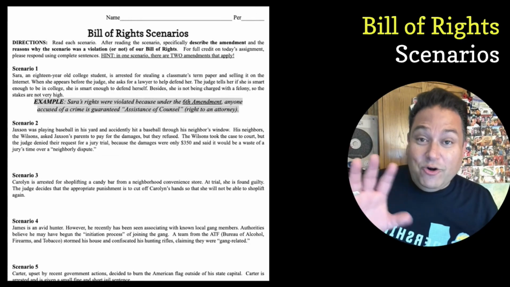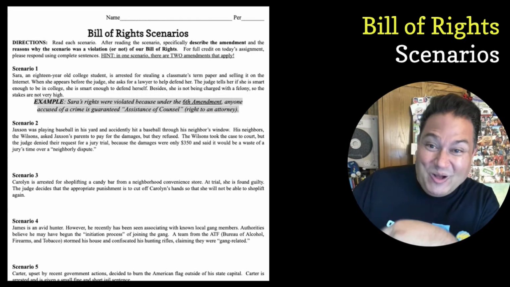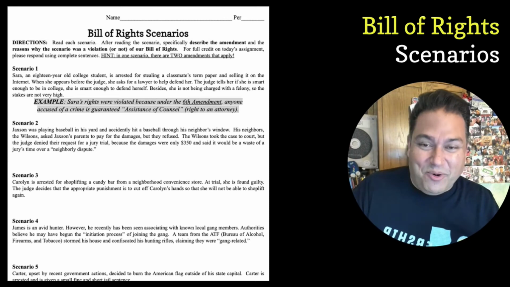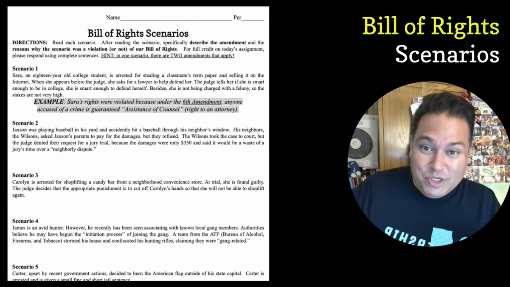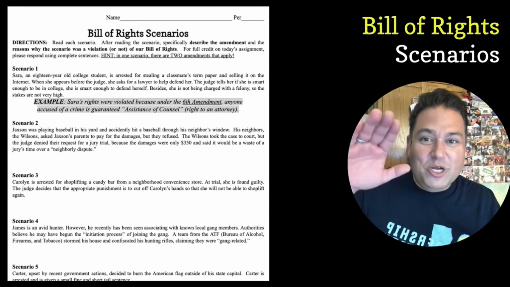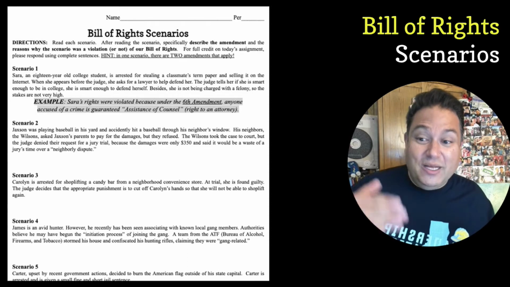Now, in order for us to be watching this video, you should have already attempted all 12 of these, front and back of the paper. If you haven't yet, then you should pause this video and take 10, 12, 15 minutes or so to at least attempt, and you can work on this with somebody else, to work these out.